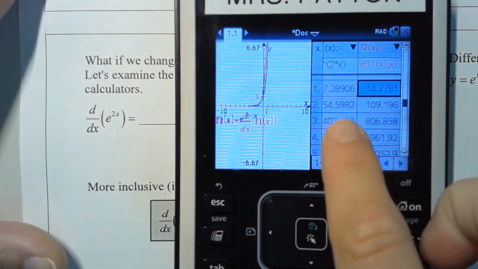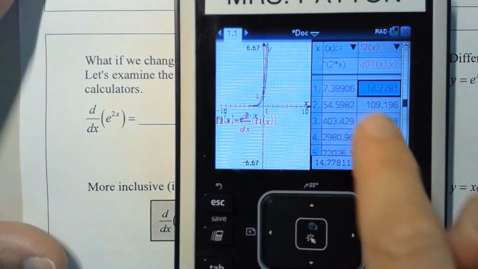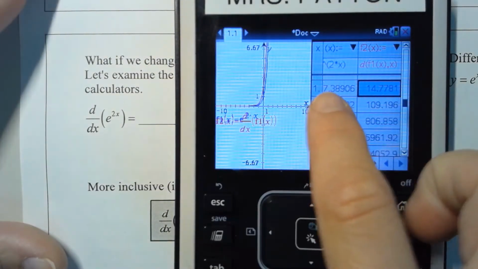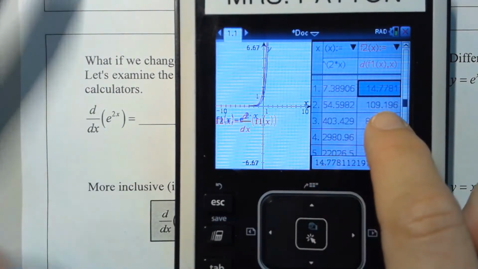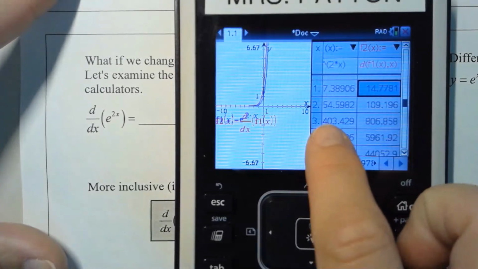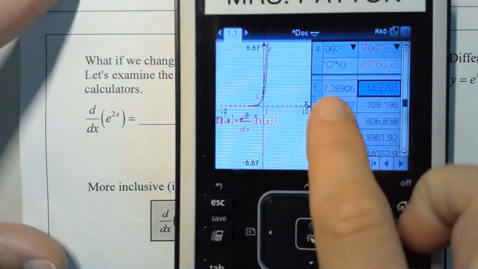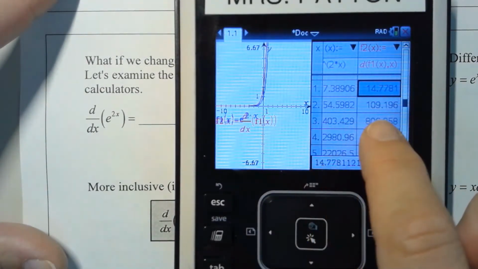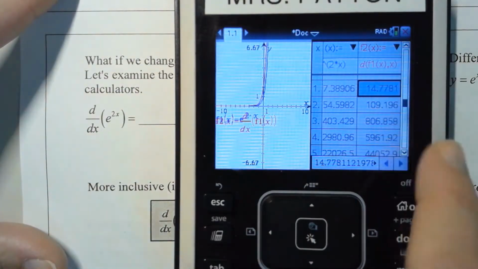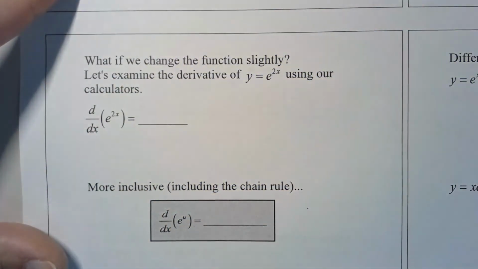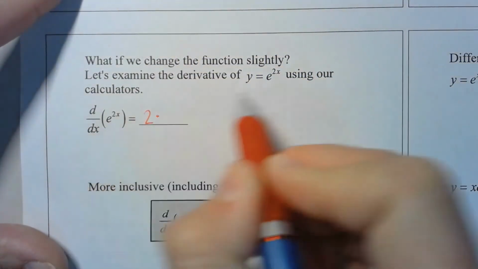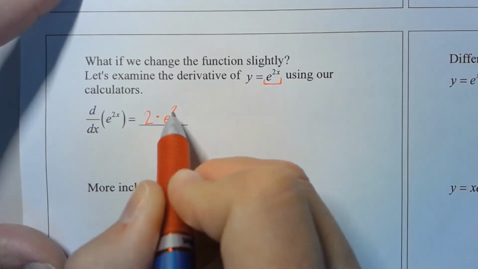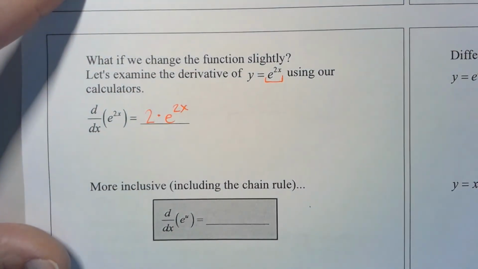Again, these are the original y values, and these are the derivative y values. Let's look at a pattern. That's like 7 to 14, 54 to 108, 403 to 806. I hope we start to see they're doubled, right? The derivative is 2 times the original function. Where do you think that 2 came from?